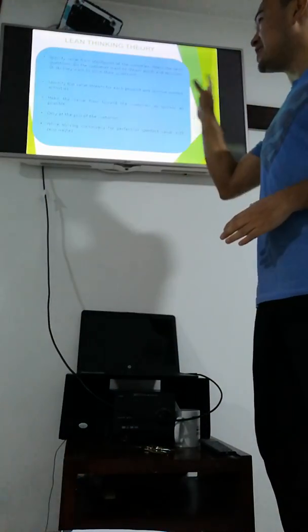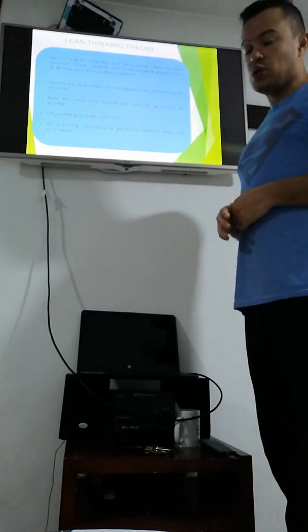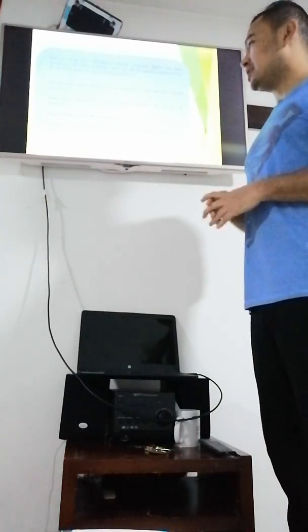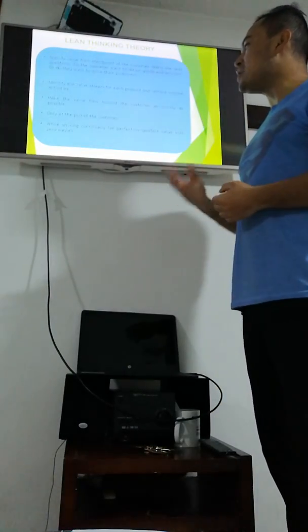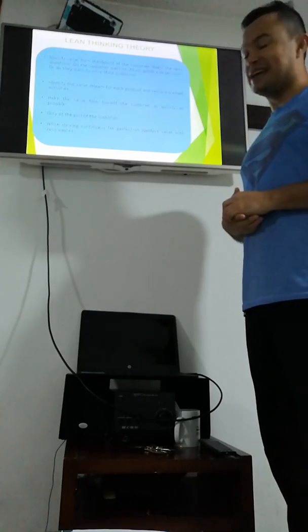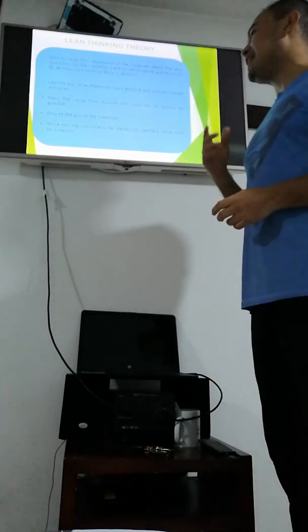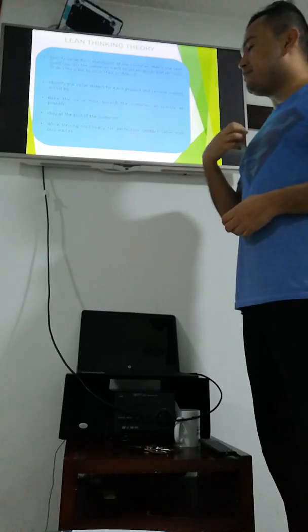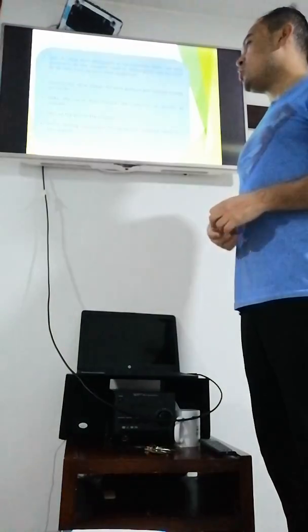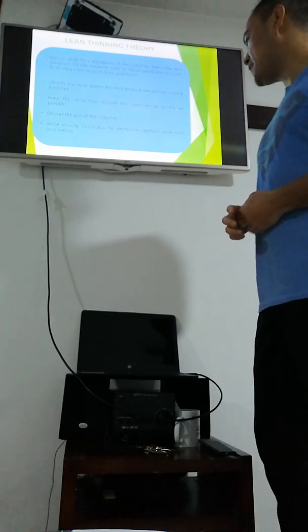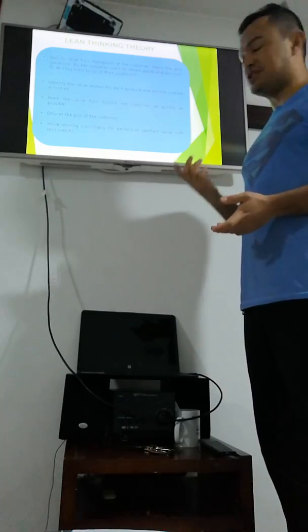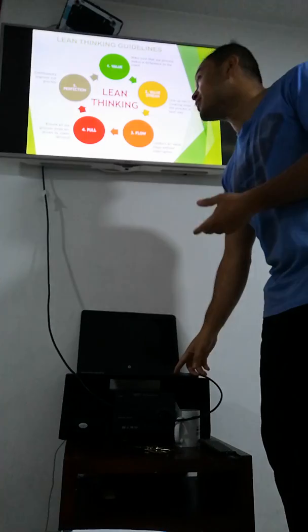I think one of the main things in lean thinking is to remove the wasteful activities, the things that don't belong to the process and don't help much. You have to remove them and make the value flow toward the customer as quickly as possible, with only the output pulled by the customer, while striving continually for perfection, and perfect value with zero waste. That's the theory.